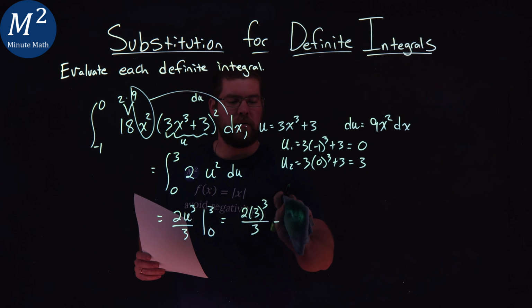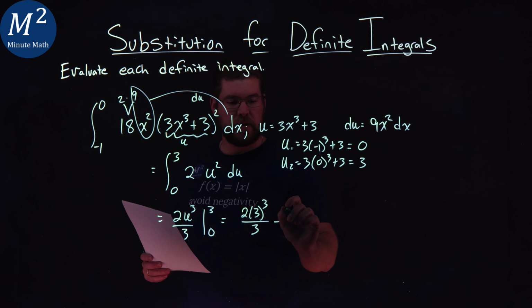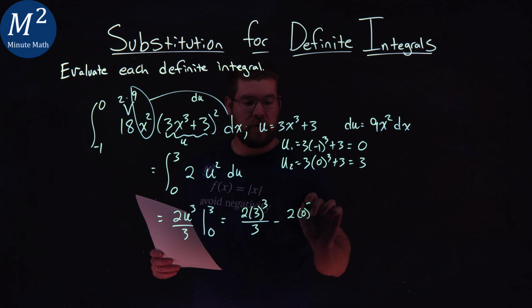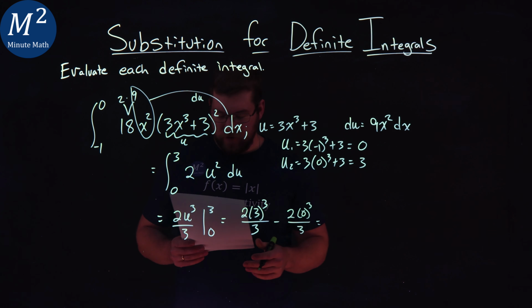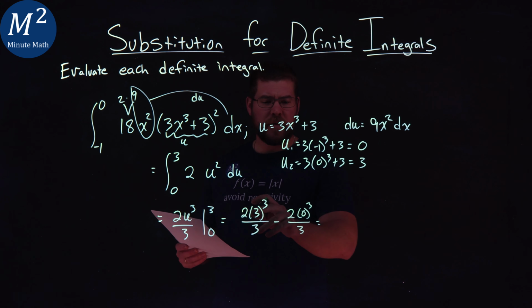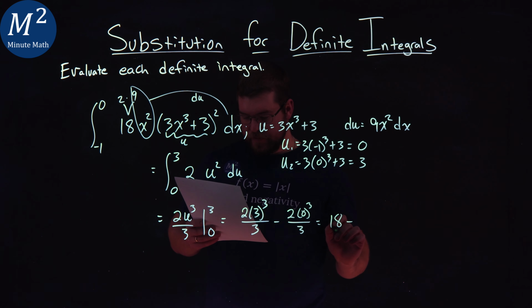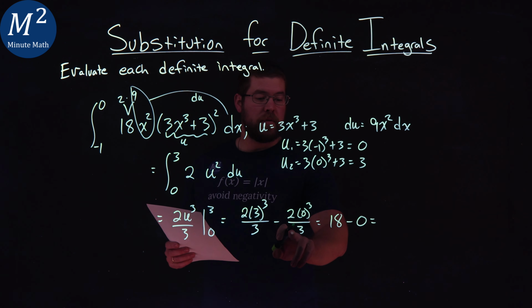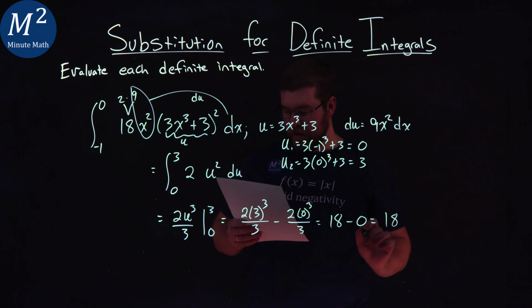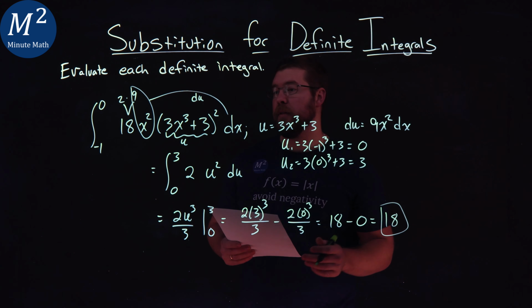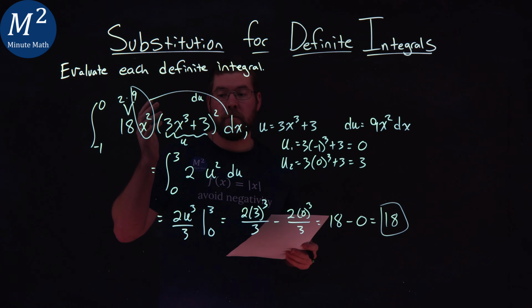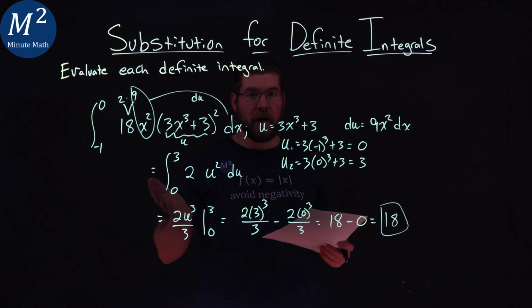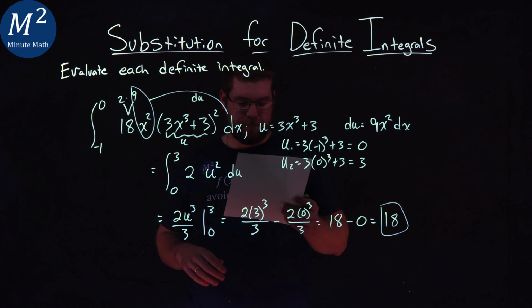Got ahead of myself. Plug in 0 now, 2 times 0 to the third power over 3, and let's go subtract that. This comes out to be an 18 minus a 0. This first part becomes 18, this part becomes a 0, 18 minus 0 is 18. And there we have it. Our integral, in terms of u, came out to be a final answer of 18.